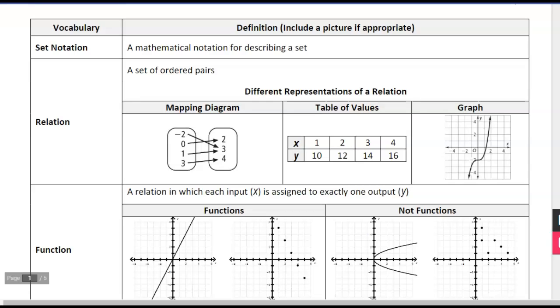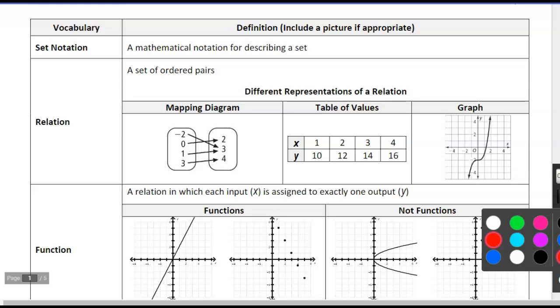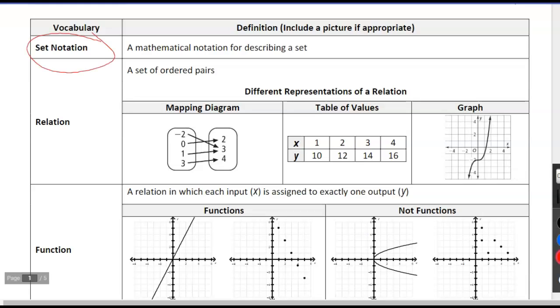So when we are writing functions, one way we write functions is using what we call set notation. Okay, and that's just a mathematical notation for describing a set. You'll see that on the next page. And then a lot of our time today is going to be spent talking about relations.